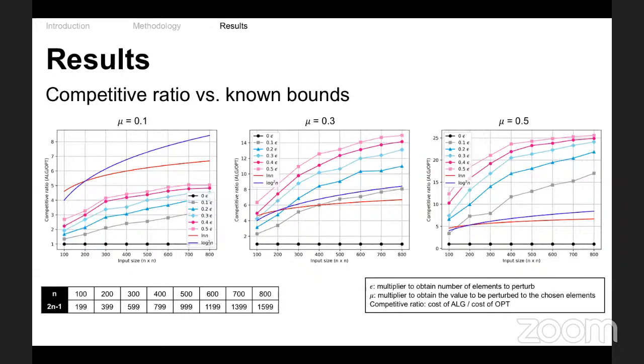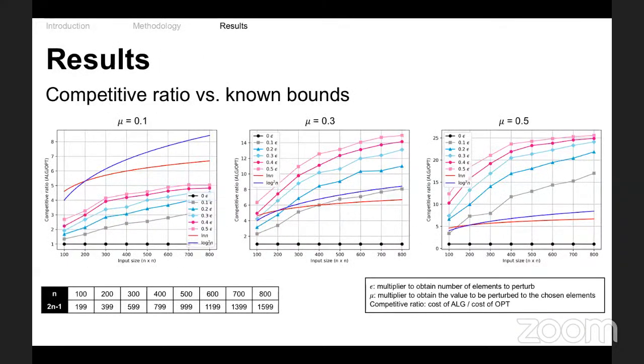So when mu is equal to 0.1, as you can see here, we have outlined the best randomized algorithm. We didn't include the deterministic algorithm because it would dwarf the other values, since it is quite large, 2n minus 1. So we included here the known bound, which is ln of n, and then the best algorithm, which is log of n. Here we can see that when mu is equal to 0.1, on all other variable values, so any value of epsilon from 0 to 0.5 and any value of n, our algorithm is more optimal.